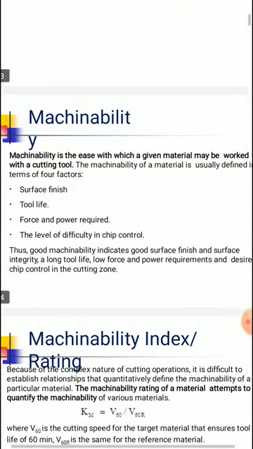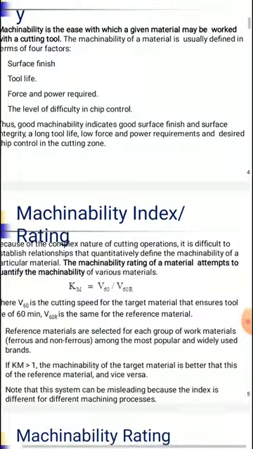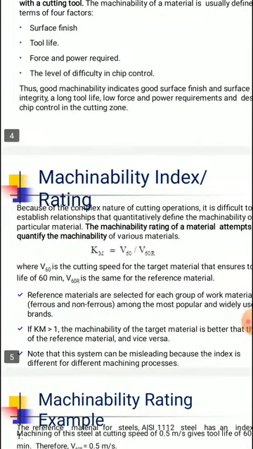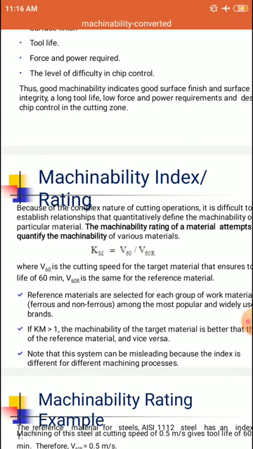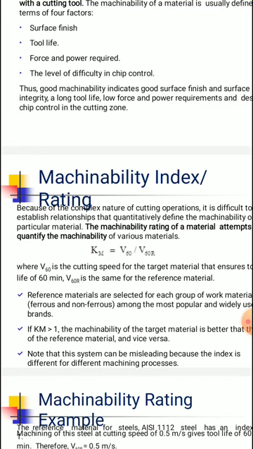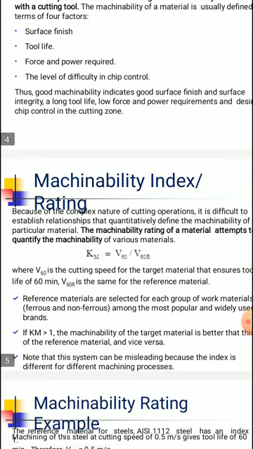Next part is regarding the machinability index, or we can say the machinability rating. Because of the complex nature of cutting operations, it is difficult to establish relationships that quantitatively define the machinability of a particular material. Due to the different cutting operations and different conditions, we find it difficult to establish that relationship in a quantitative manner.